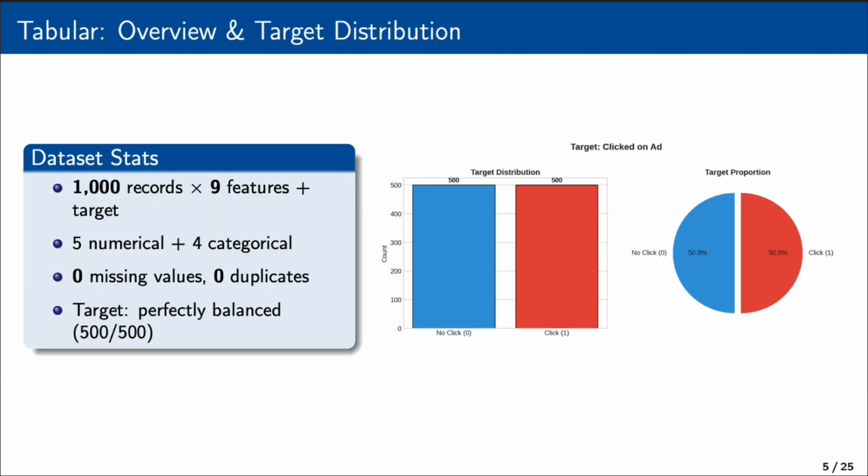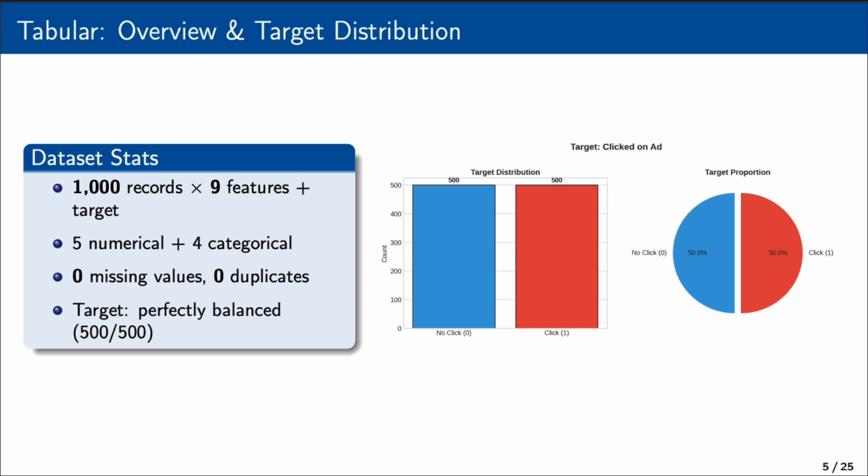Now, let's look at the tabular dataset. The AddClick dataset has 1000 records and 9 input features, plus 1 binary target column, whether a user clicked on an advertisement or not. Features break down into 5 numerical and 4 categorical variables. Importantly, the dataset has 0 missing values and 0 duplicates, which means no cleaning was needed at this stage.